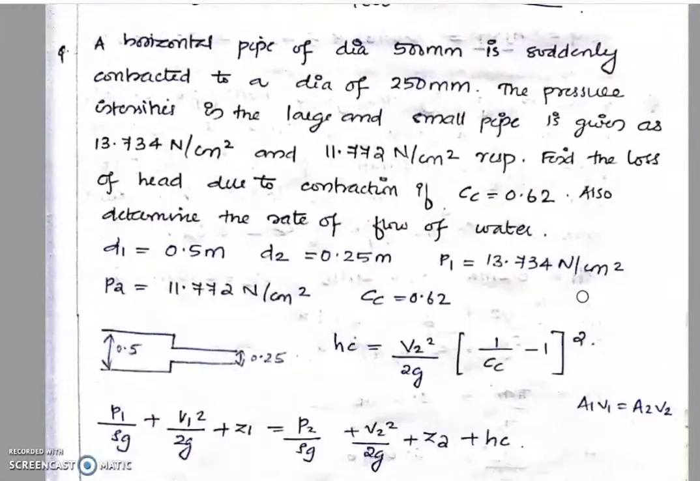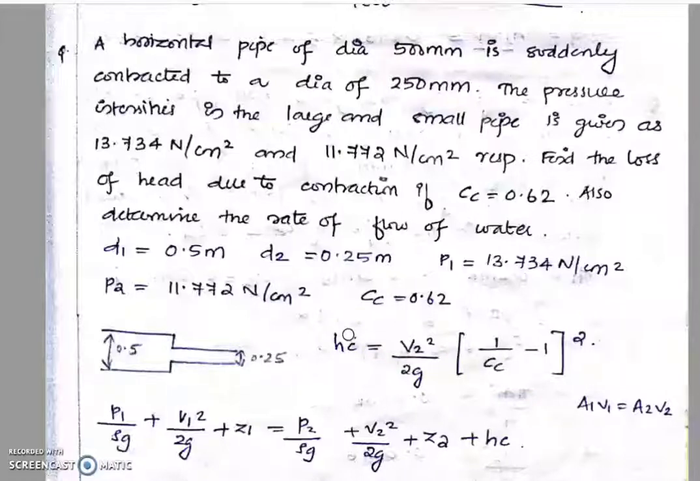And the next one, we will see the second question. That is a horizontal pipe of diameter 500 millimeter suddenly contracted to a diameter of 250 mm. So this is the case of sudden contraction. So what is the equation? As soon as you find out what the case is, you directly write down the equation first. So you will get the idea what all data has to be found out first to start with the question.